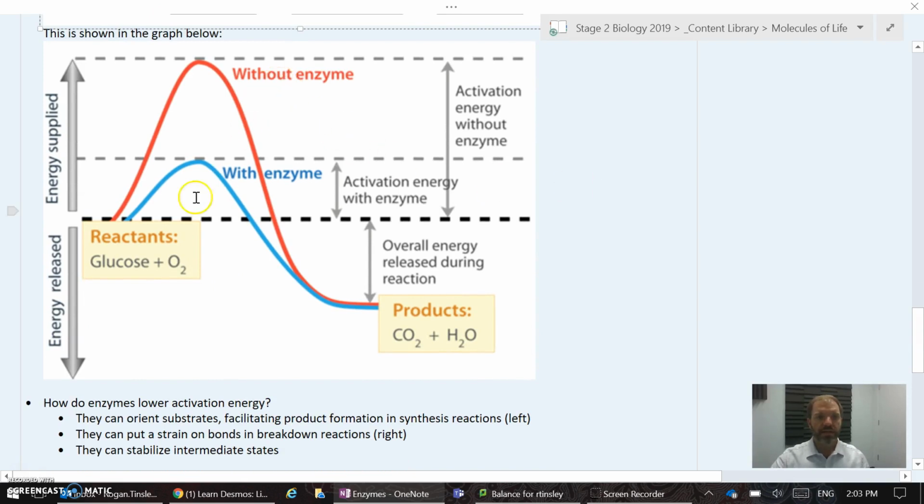So without an enzyme, and this reaction here is the breakdown of glucose and oxygen into carbon dioxide and water, you should recognize this as the respiration reaction. So the reactants have this amount of energy, and the products have this amount. So you can see that there's some energy released during respiration, and that's important because that's why respiration is so important, it releases energy. And so it's an energetically favorable reaction. So that should be fairly easy to go down this way.